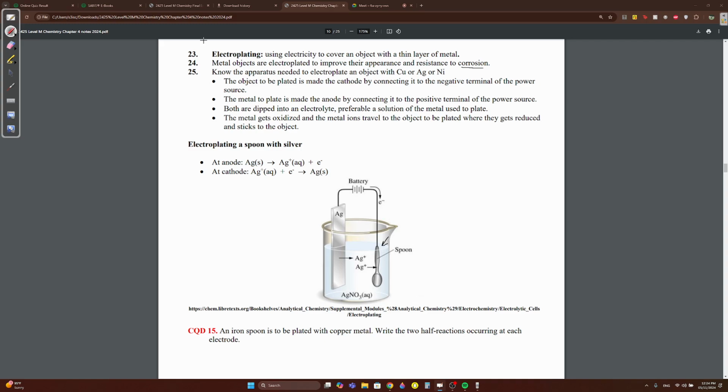So basically, they use this electroplating to somehow force this metal onto your spoon or whatever metal you want to electroplate. There are a few guidelines you must know. You need to know that the object you want to plate, like the spoon in this case, has to be placed at the cathode. And you guys know that the cathode is negative.